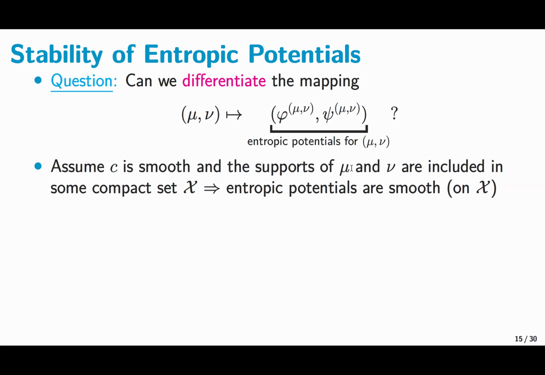Okay? So under these assumptions, entropic potentials are smooth on X. Okay, so these are simply smooth. Smoothness is in the sense of the argument, right? Not this mapping, right? Okay. So to make sense of, yeah, go ahead.